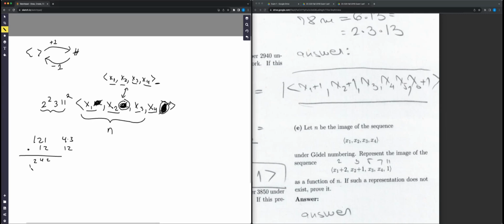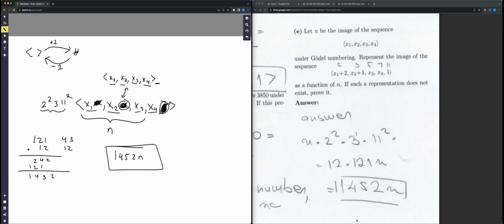And then 1, 2, 1, 2, 5, 4, 1. So the answer is 1,452 n. Right? Are there any questions on that?